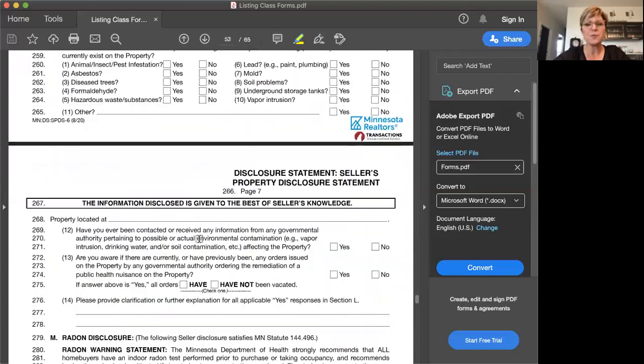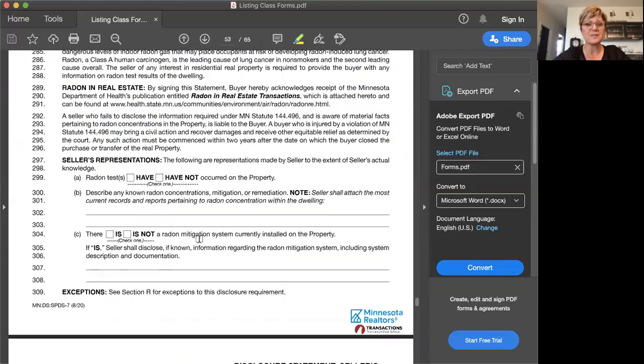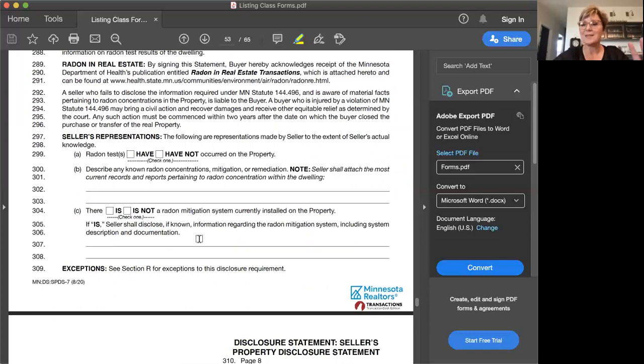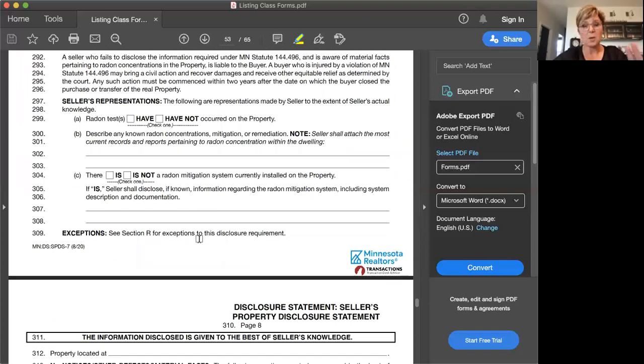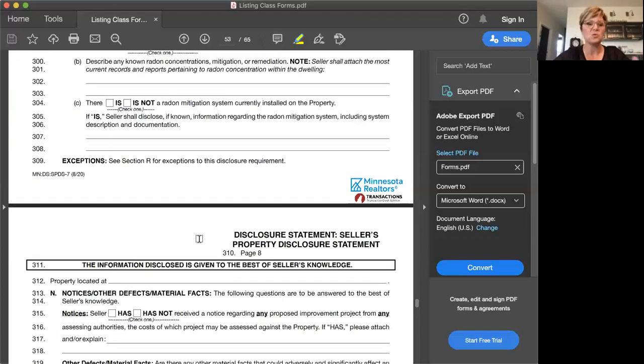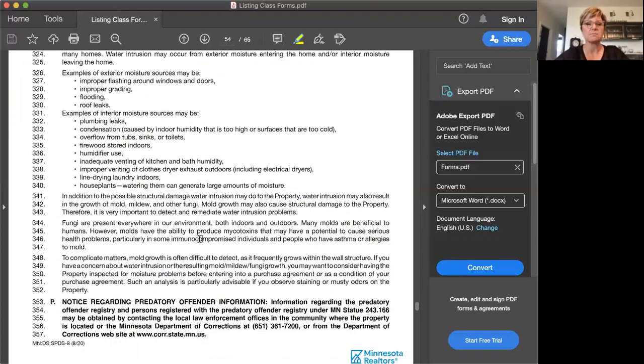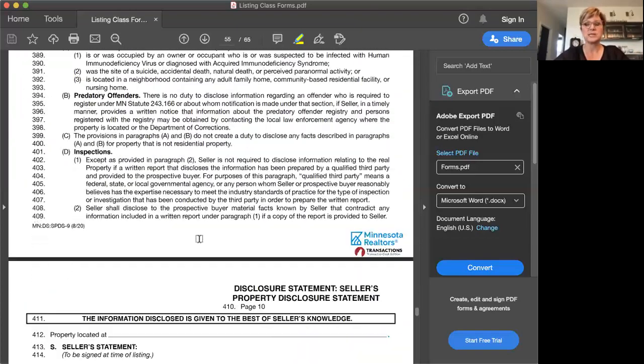So I'm not going to go through all the questions here. I'm just going to let you know that it's very important that they fill it out and that they fill it out completely. And if there's something missing, that you guys go back and get it completed. Okay, any questions on this?